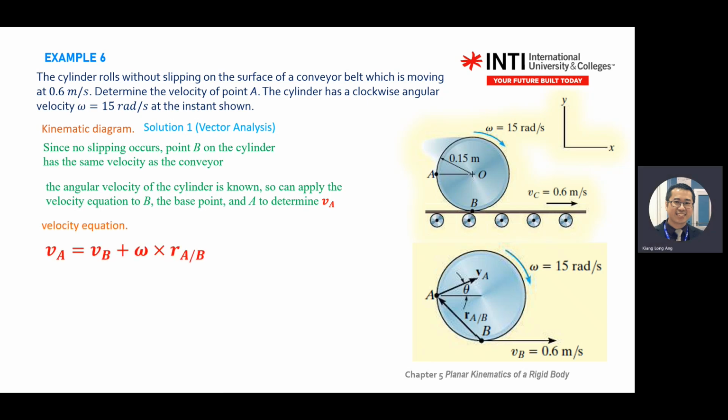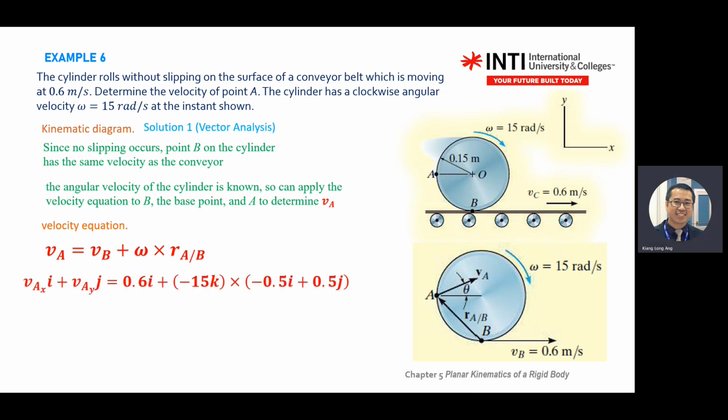So the velocity equation is VA equals VB plus omega times R. Why this one? Because of the right hand rule, you always take omega times R. So how to derive this one? You refer to the previous slides, there's a derivation step there. Basically you draw a vector diagram and complete it. So you are actually looking at point A from B.